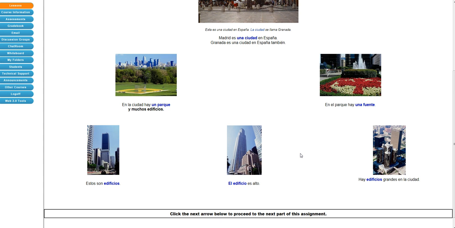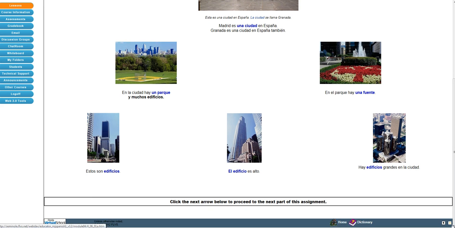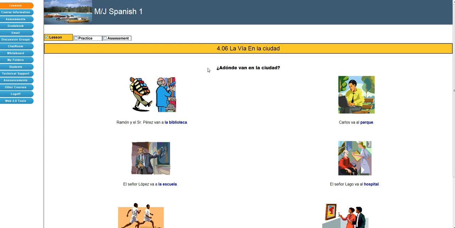So you have to kind of be a little bit of a detective and really look at those pictures to figure out what the vocabulary is. And make sure you write those down, make flashcards, and study them. You're expected to know all of this new vocabulary. You're going to be using it. So we're going to click on the arrow now. And we're going to get some more places.